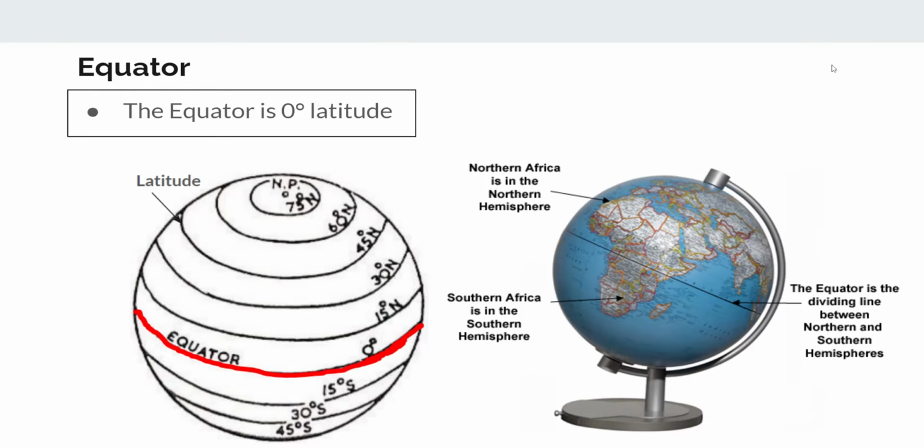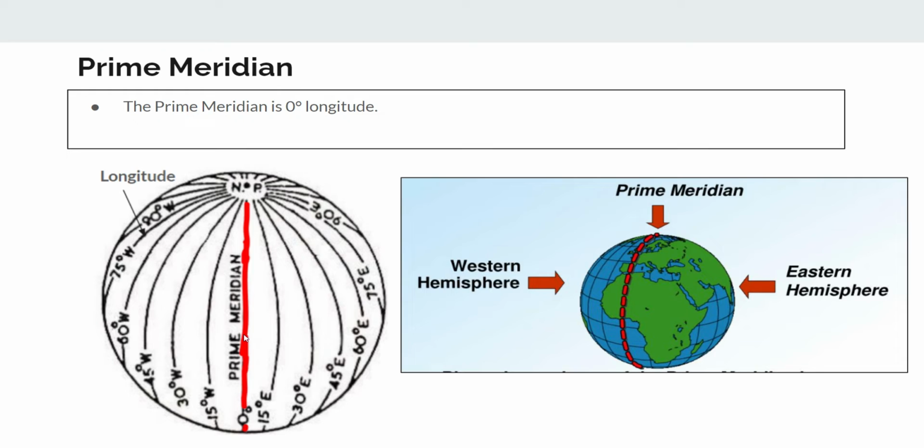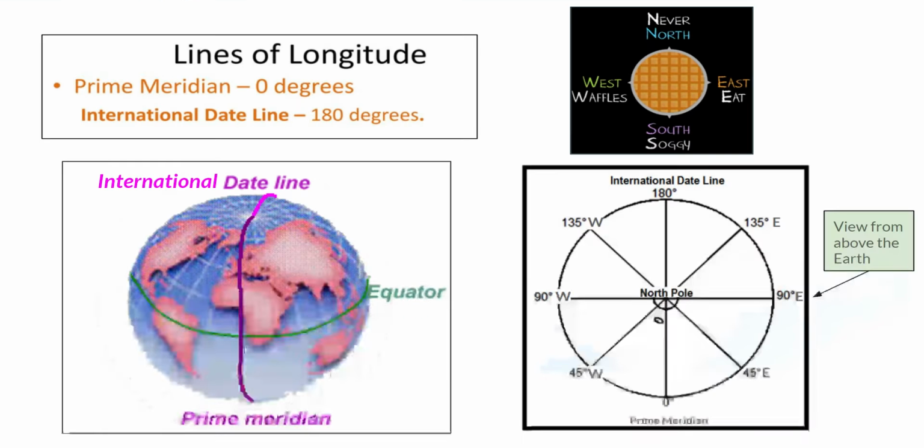So let's review. The equator is at 0 degrees latitude, right? And we use the equator to measure lines of latitude, to measure how far north or south of the equator a location is. Our prime meridian is our 0 degrees longitude, and we use that as a reference point to figure out how many degrees east or west of the prime meridian a location is.